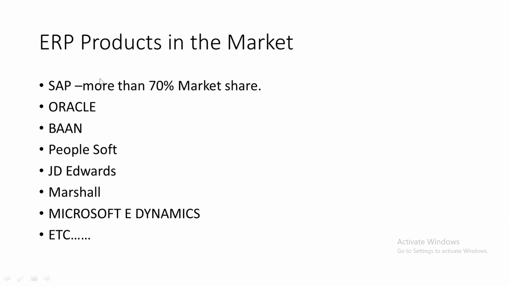After SAP, there is Oracle. Oracle is for medium scale industries. Then there are Baan, PeopleSoft, JD Edwards, and the small scale industries. These are the different ERP products.